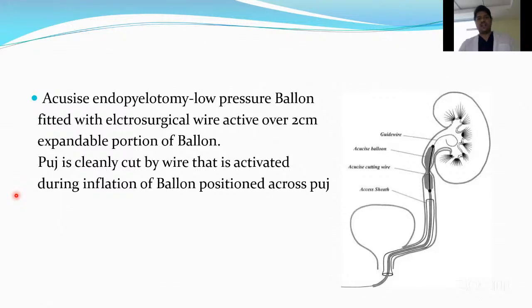In this Acucise endopyelotomy, a low pressure balloon is fitted with an electrosurgical wire, which is activated over a 2 centimeter expandable portion of the balloon. The PUJ is cleanly cut by this wire, which is activated during inflation of the balloon positioned across the PUJ. The balloon passively stretches the PUJ and the wire sharply cuts it.